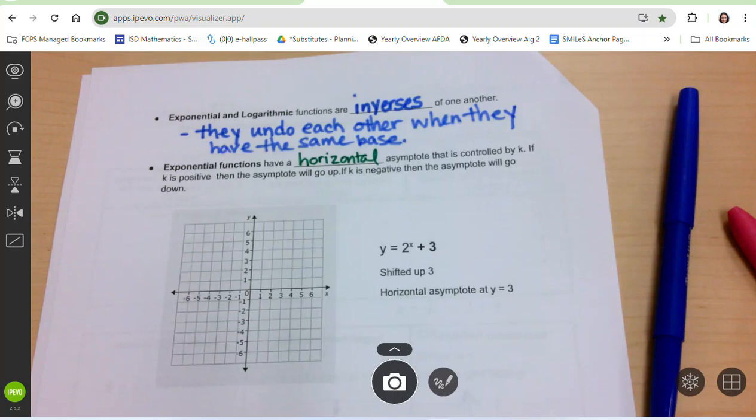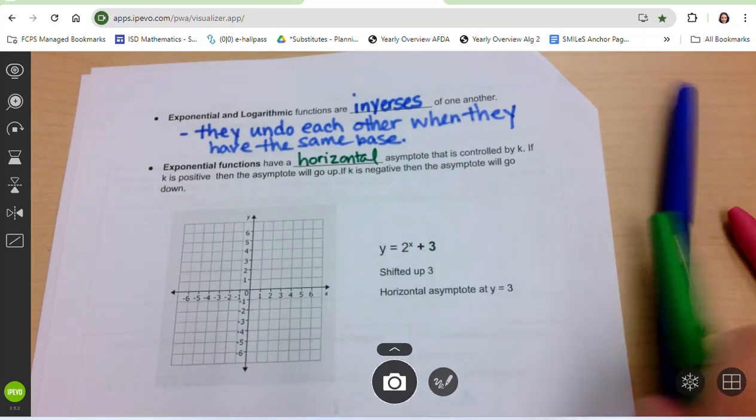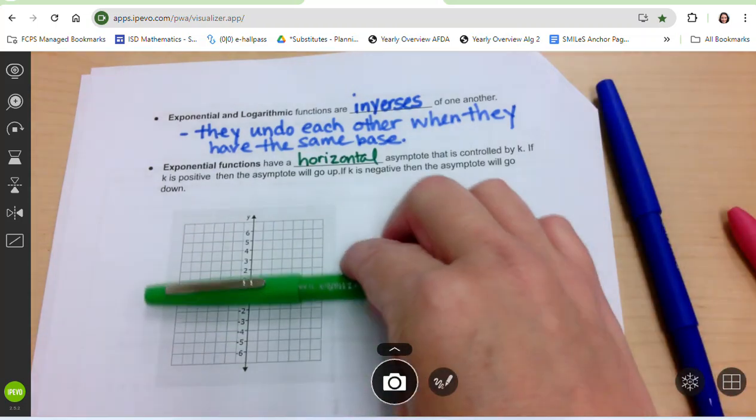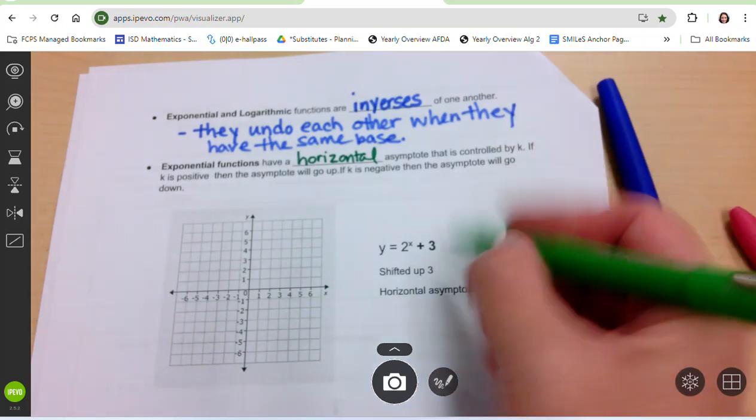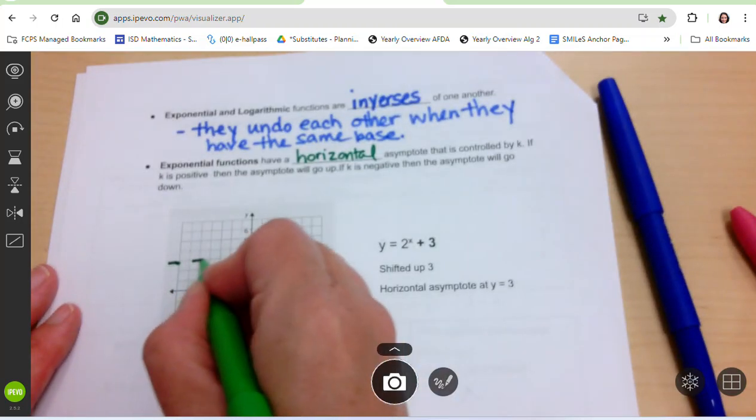That's controlled by k, and if the k is positive, then the asymptote will go up, and if k is negative, the asymptote will go down. So we're going to graph this function, looking at our parent function that's on the front. Notice that your asymptote starts at y equals 0, but we have to shift it up 3. So you're going to draw your asymptote shifted up 3.